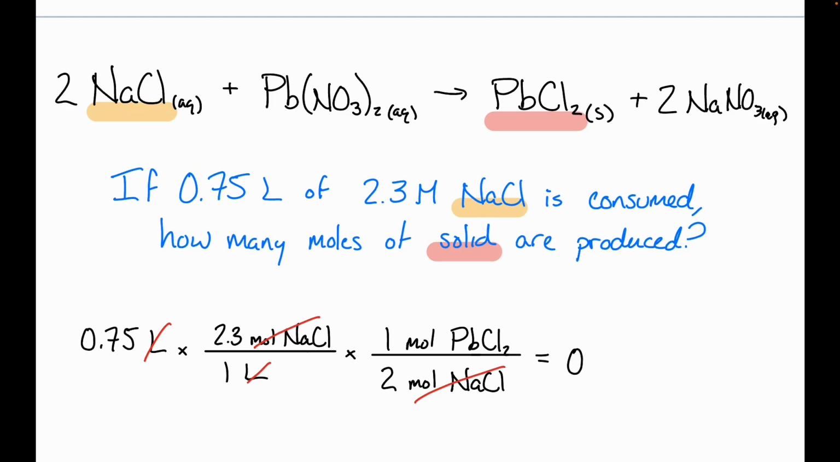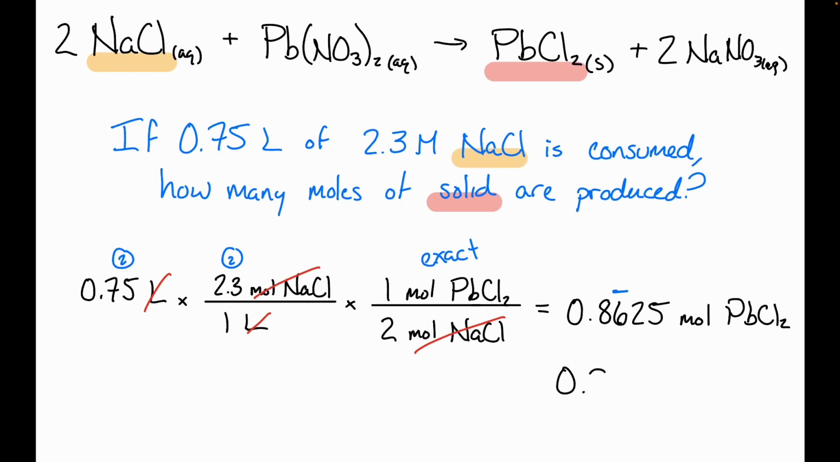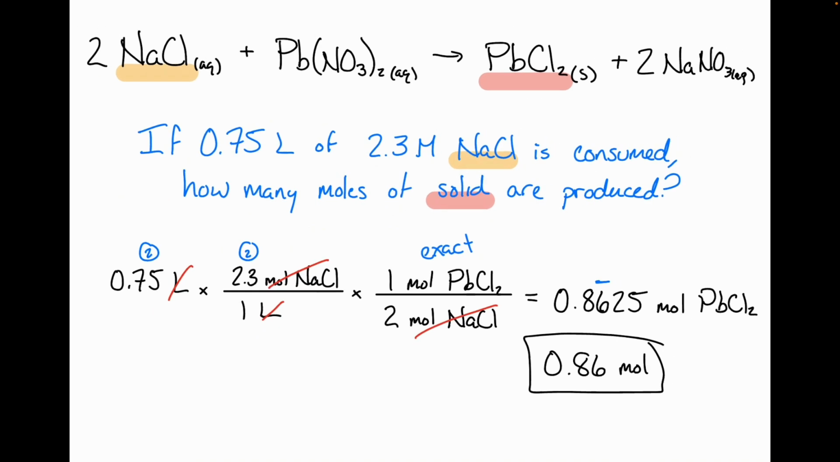If I punch this into my calculator, I get 0.8625. Again, my units are moles of PbCl2. And then finally my sig figs. Remember that mole ratios are exact, so they do not limit your number of sig figs. So I'm limited to 2 sig figs here, 0.86 moles of solid product.